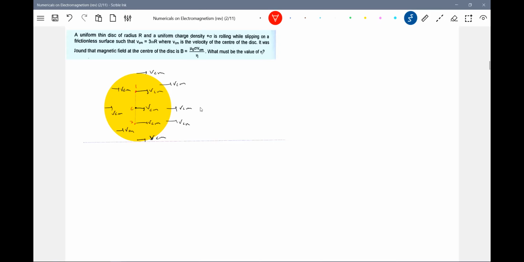What will the field due to individual charges, due to 1 and 2, at the center be? It will be non-zero. So what is the formula for the magnetic field due to moving point charges? The formula says it is mu naught by 4 pi, Q V bar cross R bar by R cube, where Q is the charge and V is the velocity of that particular point.